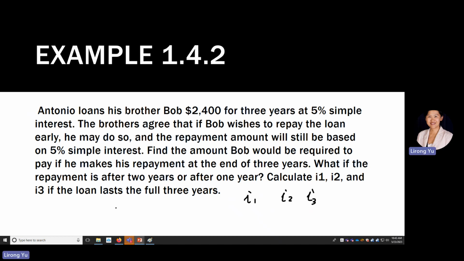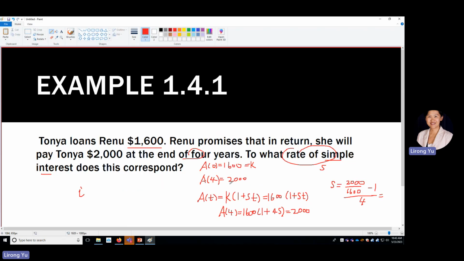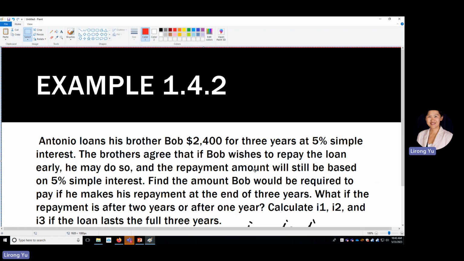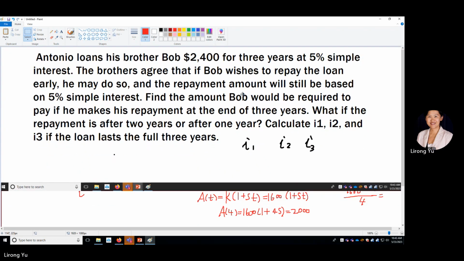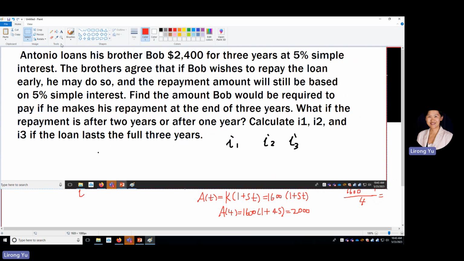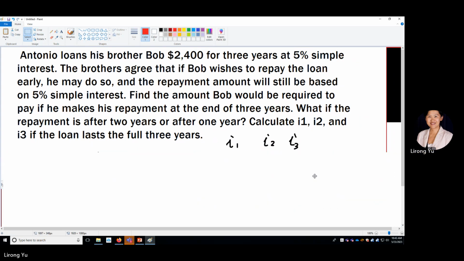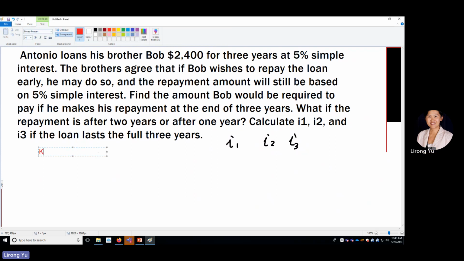All right, we have to figure out the amount. This question is different from the previous one because we now have the interest rate. We do not have the final payment, and that's something we need to calculate. So following what we were talking about, the loan amount is our k. All right, so maybe it's easier to type. k is equal to 2400.